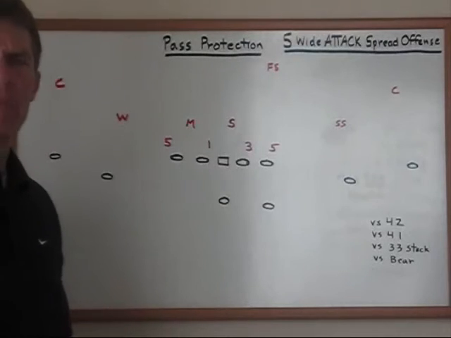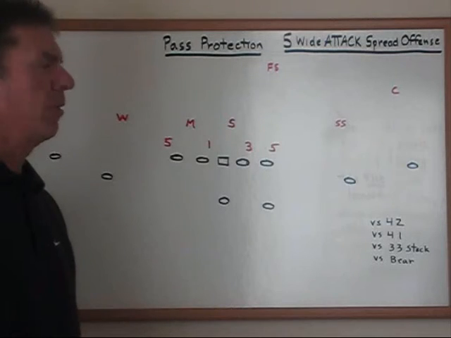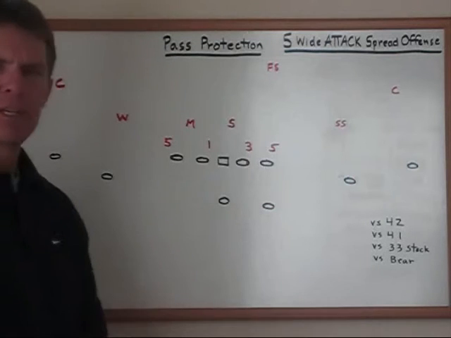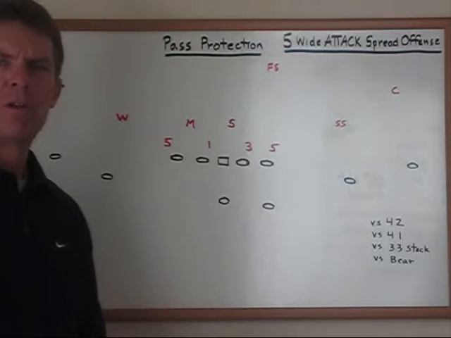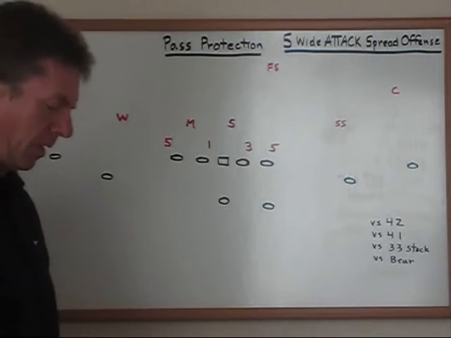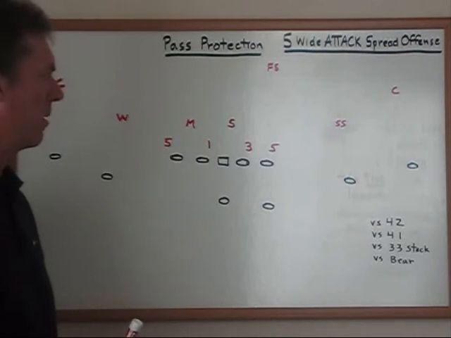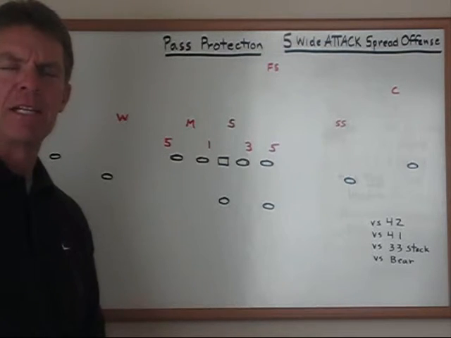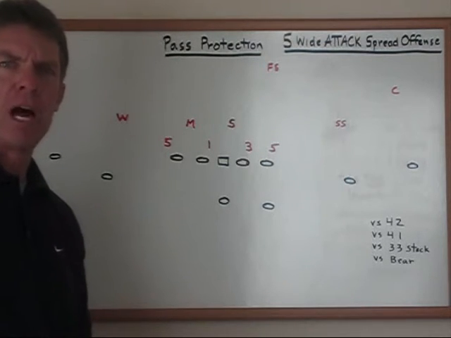I want to talk to you now about our pass protection in our five-wide offense. Because we've spread out the defense, in particular the linebackers, we've really only had to use one protection over the course of time here. And our basic protection starts with the rule that if you're covered as a lineman, then that's the guy, that's your first threat, and that's who you're going to block.